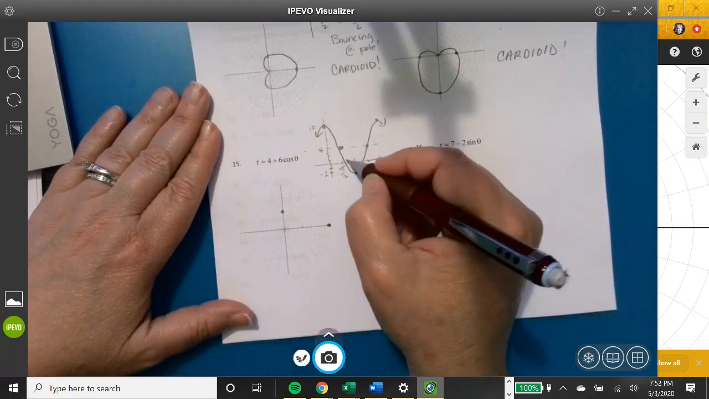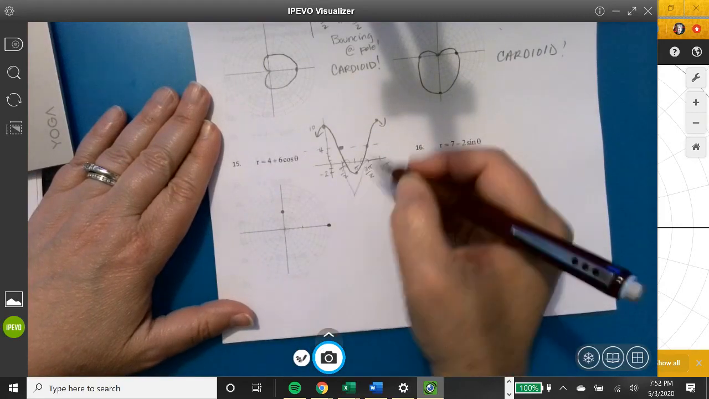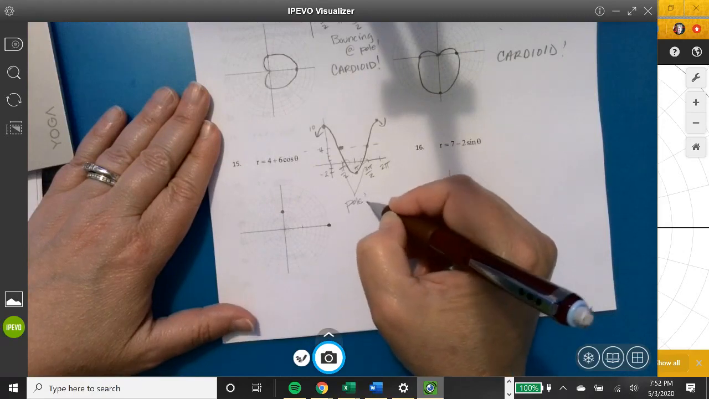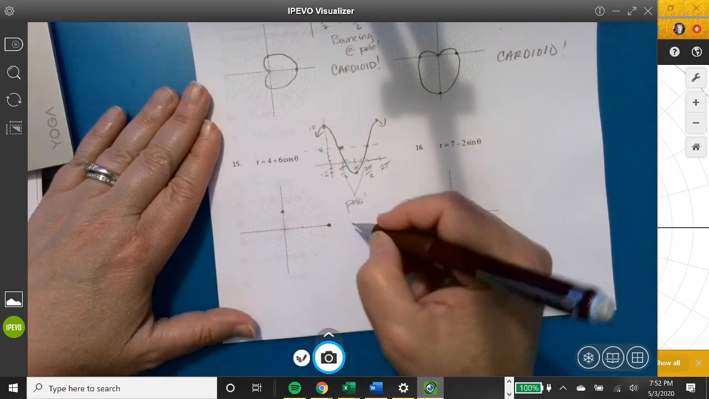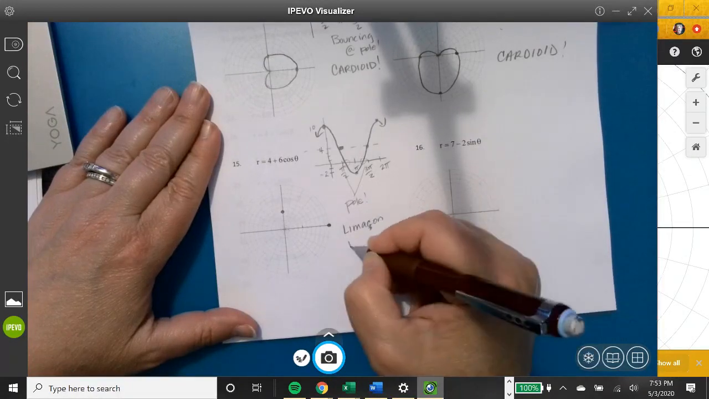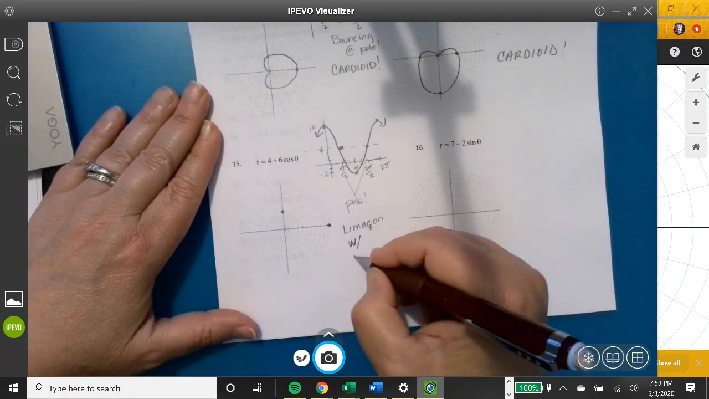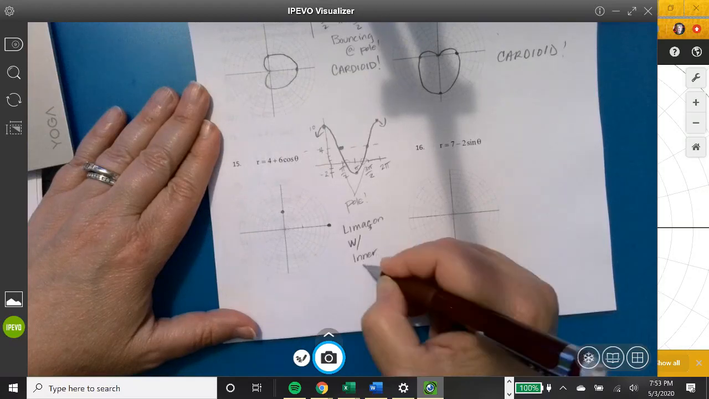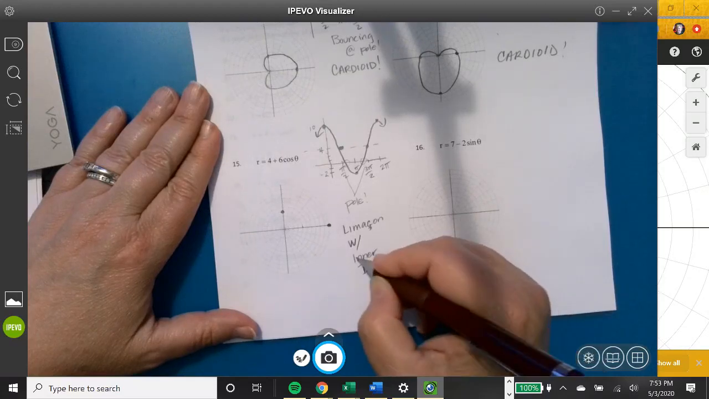Now, right here, ding, ding, ding, ding, ding, we're passing through the pole, which means this has an inner loop. So this is a limaçon. Before we start, we even know that this is a limaçon with an inner loop because I passed through the pole twice.